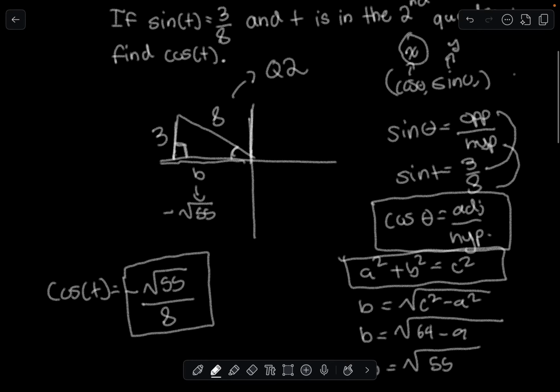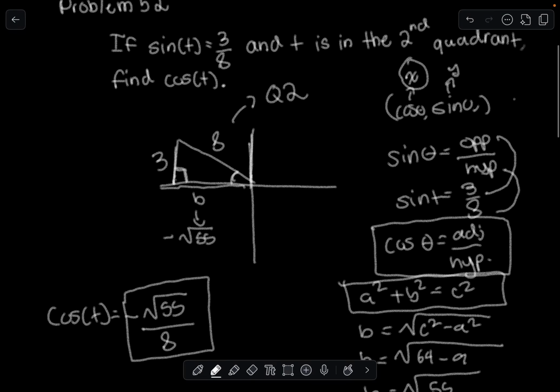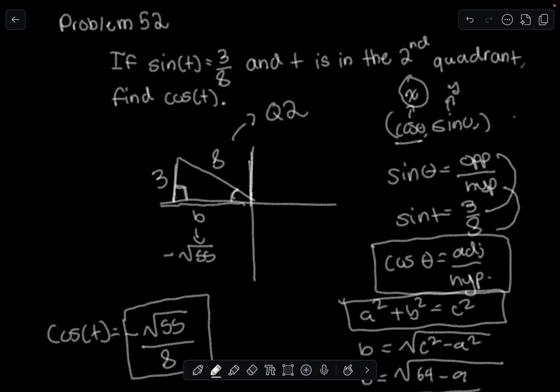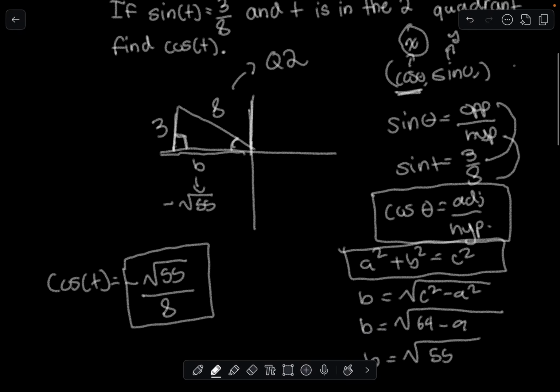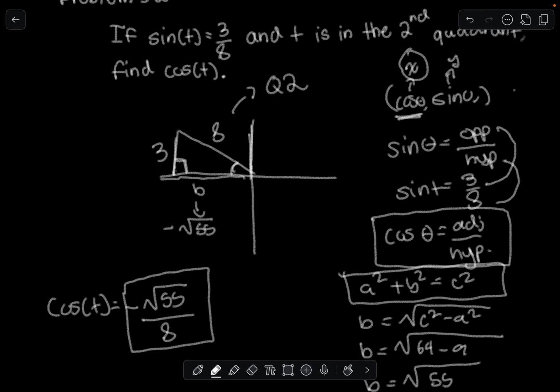And remember that it's negative root 55 because the x value, which is cosine, in the second quadrant is negative. So cosine of t is equal to negative root 55 over 8 if sine of t is equal to 3/8 and t is in the second quadrant.